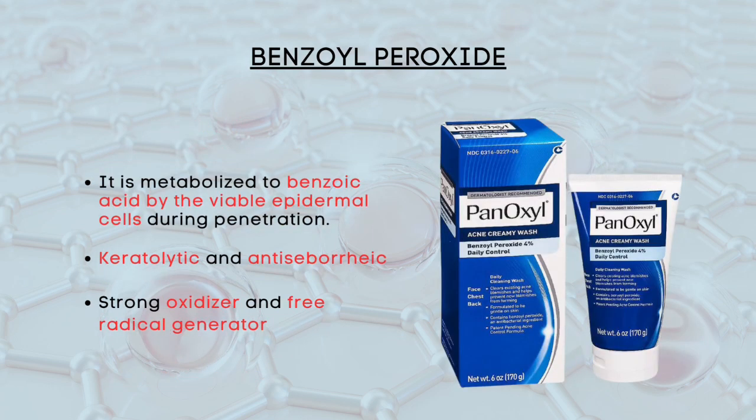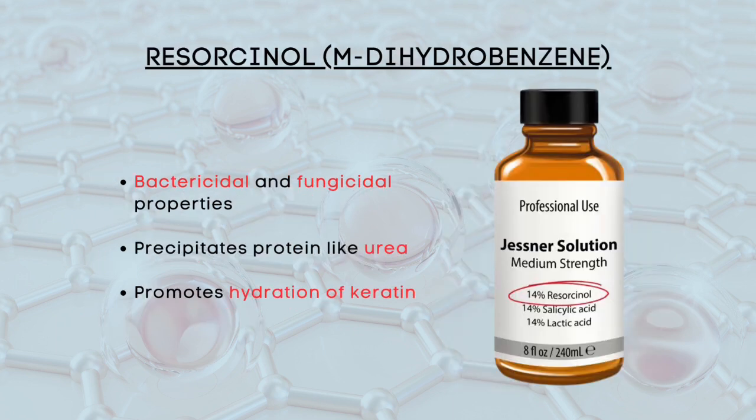Next example is benzoyl peroxide. It is metabolized to benzoic acid by the viable epidermal cells during penetration. Keratolytic, antiseborrheic, strong oxidizer, free radical generator, and so has some bactericidal actions. Last example is resorcinol or m-dihydroxybenzene. These are keratolytic agents having some bactericidal and fungicidal properties. They precipitate protein like urea and they promote hydration of keratin, resulting in its keratolytic function.